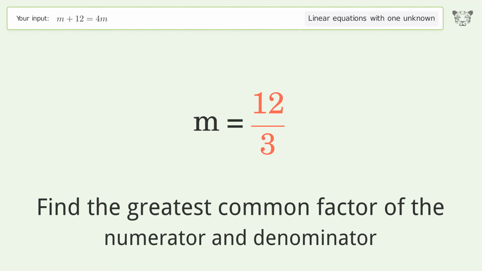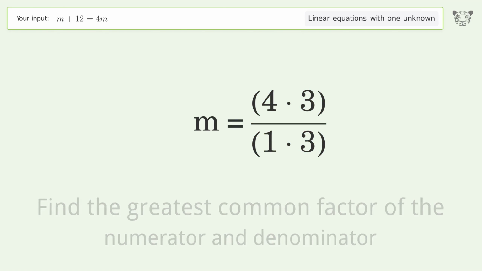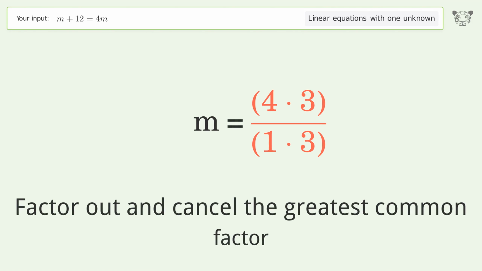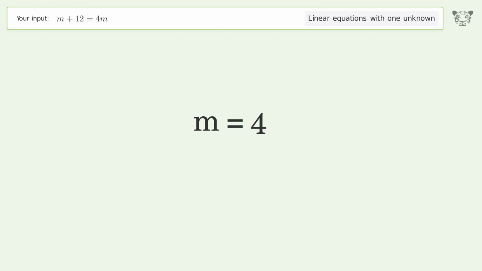Find the greatest common factor of the numerator and denominator. Factor out and cancel the greatest common factor. And so the final result is m=4.